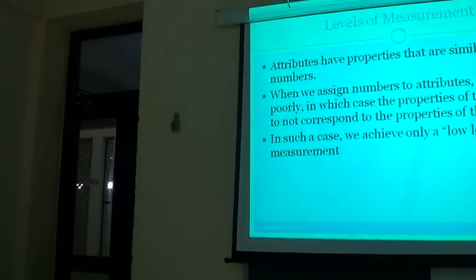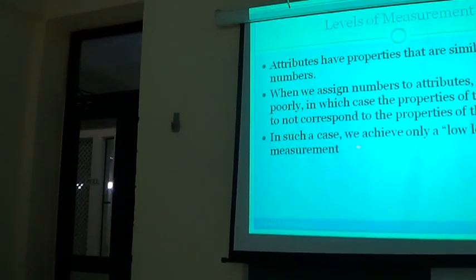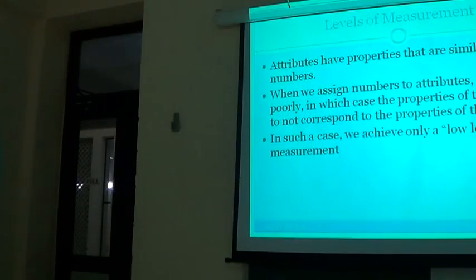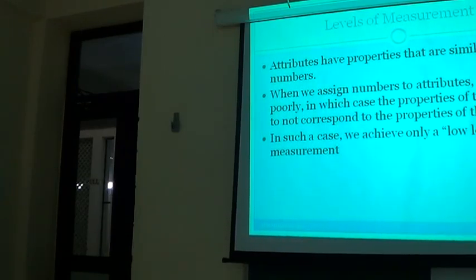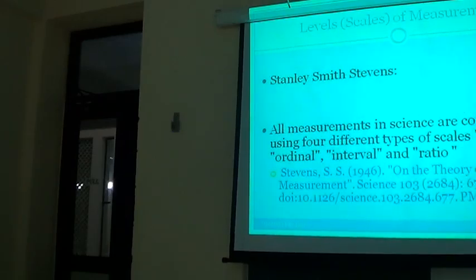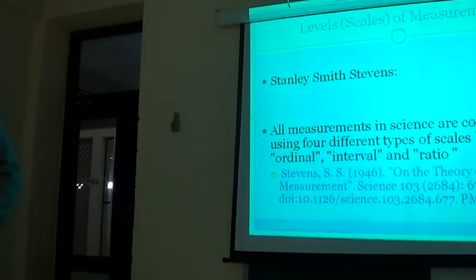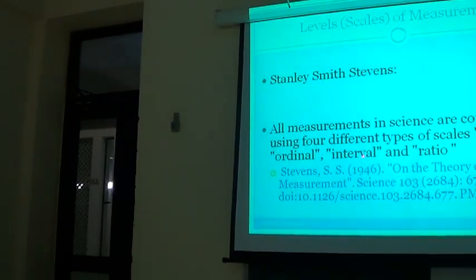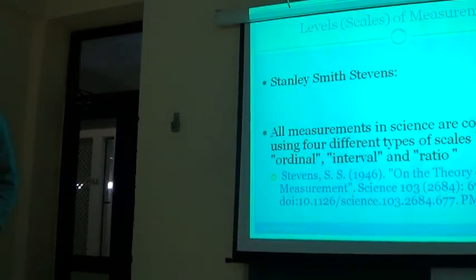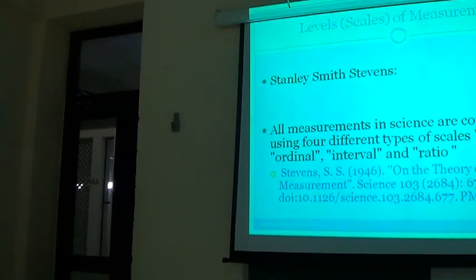The standard variables, in fact. So in such a case, we achieve only a low level of measurement if the accuracy is quite low. Right? So if the accuracy is very high, that means you are getting a high level of measurement. So these are in hierarchy. Nominal is a very low level of measurement. Then comes ordinal, then interval, then ratio, then absolute, that means absolutely certain.